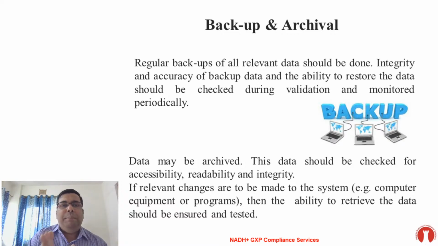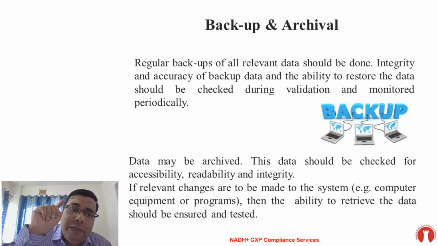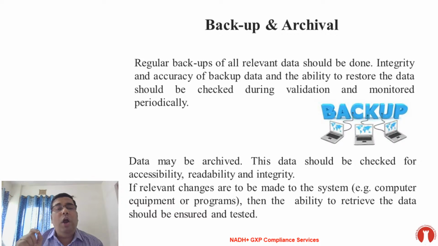So this is the requirement for backup and archival. Regular backup, integrity and accuracy of the backup data, ability to restore the data, all this should be checked during validation and monitored periodically, but people are not complying with this requirement. You are getting me? The requirement is that during validation this backup and archival should be checked. Many companies are not complying. The reason is, if you take Empower as an example, or Chromeleon or other instruments, or production instruments also, the point is the data will be in a server.